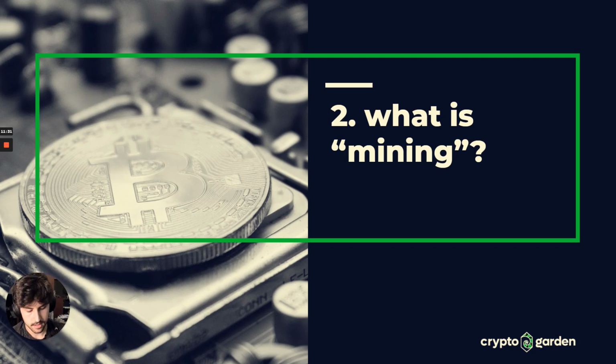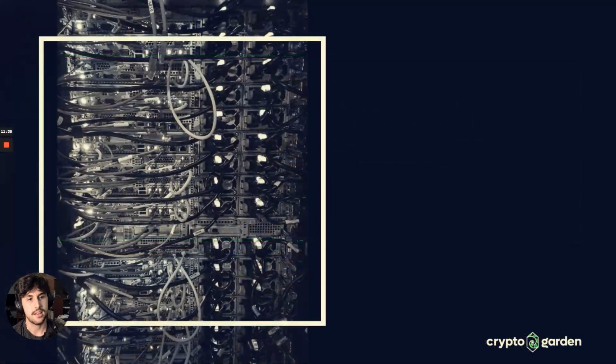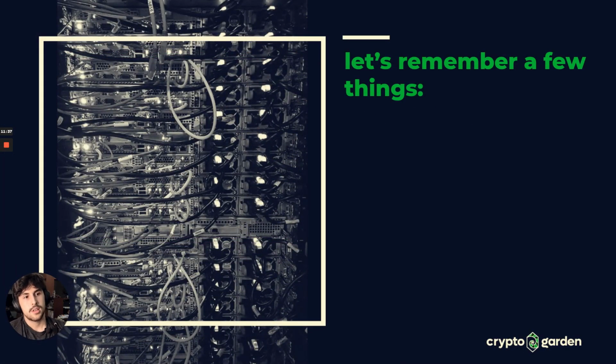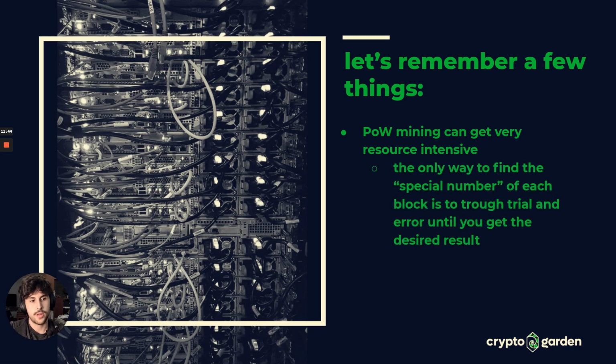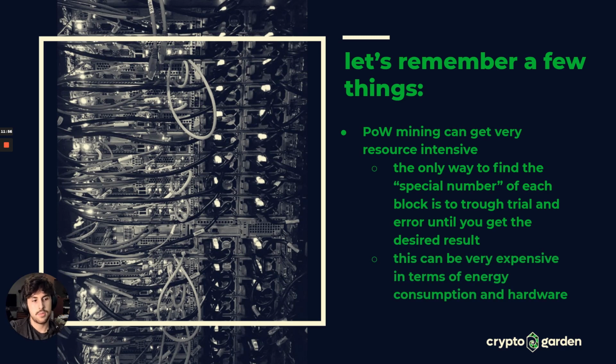Okay. Let's go and see what is mining. Now let's remember a few things again. Proof of work mining can be very resource intensive, right? The only way we can find that special number in each block is through trial and error until we get the desired result. There is no other way. We just have to try and try and try again. This can be very expensive, right?